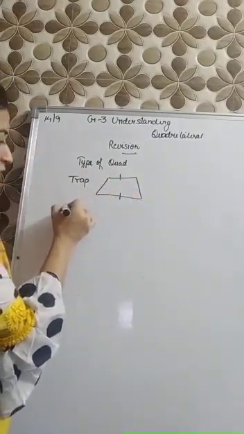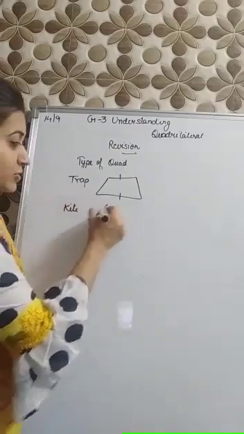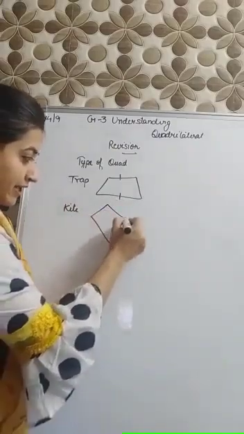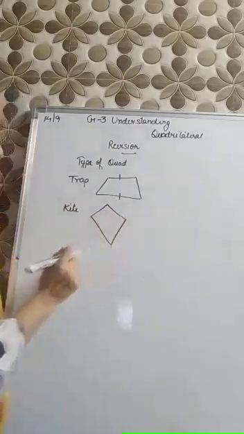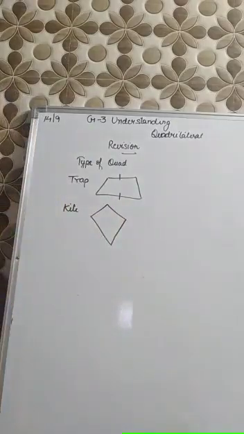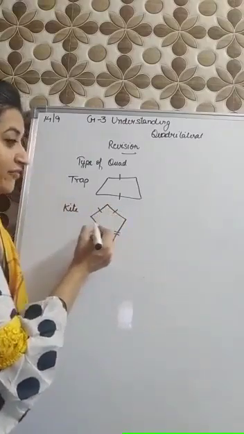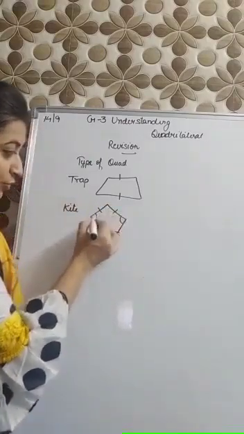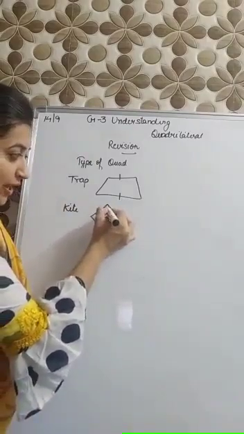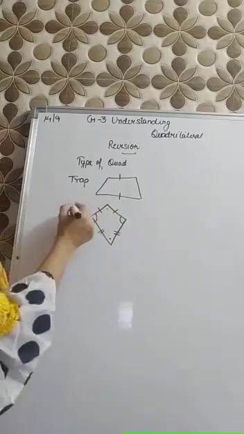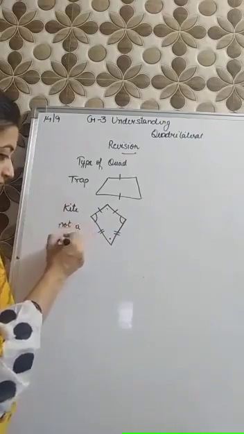And next is your kite. Kite is not a parallelogram. If the example is asked from you, question is asked from you, that write the example of a quadrilateral which is not a parallelogram, whose adjacent sides are equal and one of the pair of opposite angle equal. So these angles are equal and these are non equal. Okay? So kite is not a parallelogram.